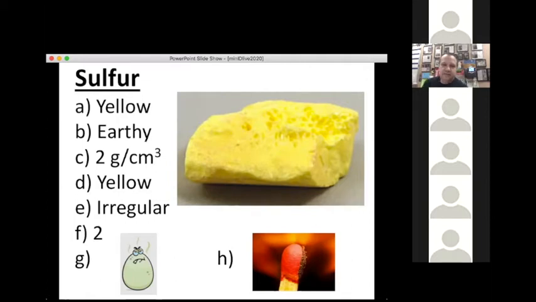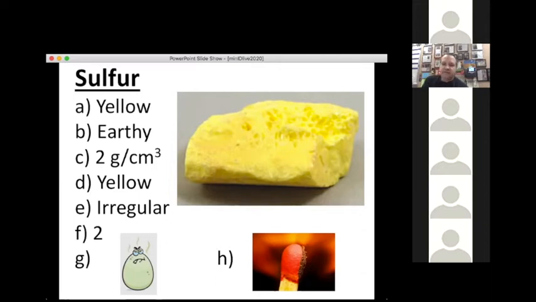Letter E was the fracture. How does it break? And you can see in the picture, it's not smooth, no cleavage. It breaks rough, bumpy, uneven. So we call that irregular. E, irregular fracture.